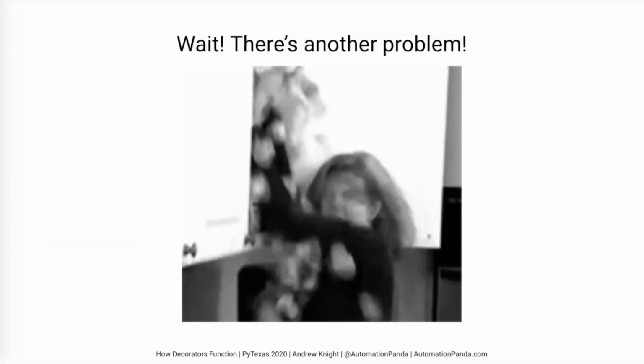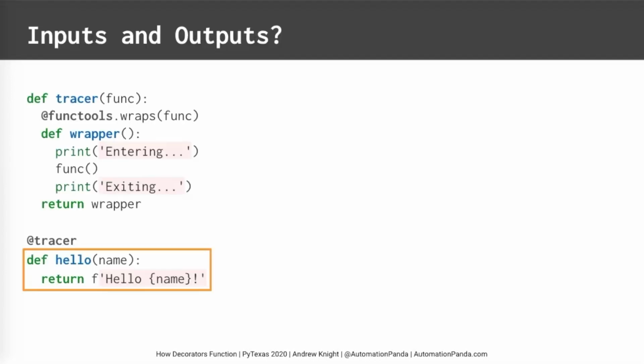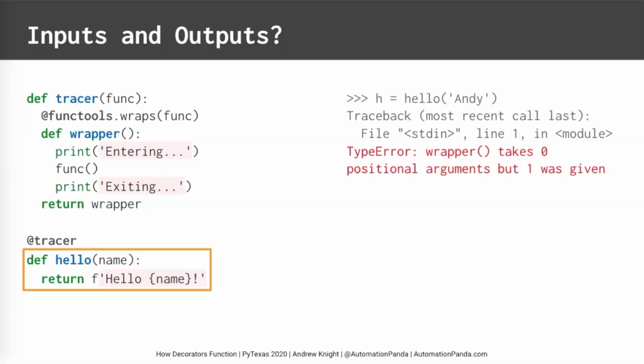But wait, there's another problem. How do decorators work with inputs and outputs? What if we decorate a function with parameters and a return value? If we try to use the current tracer here, we'll get an error. Arguments broke it.